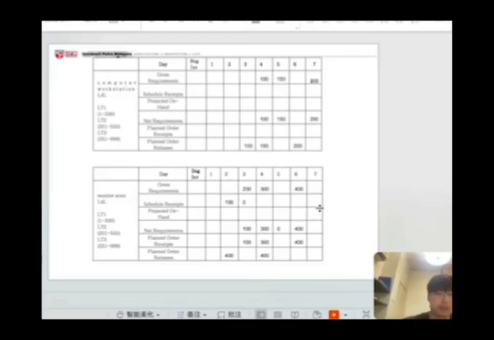is 400. Based on the lead time, I should place the order for 100 units for day 3, and an extra 300 units for day 4 on day 2. So 100 plus 300 equal 400 units. And the 400 units required on day 6 should be placed on day 4.